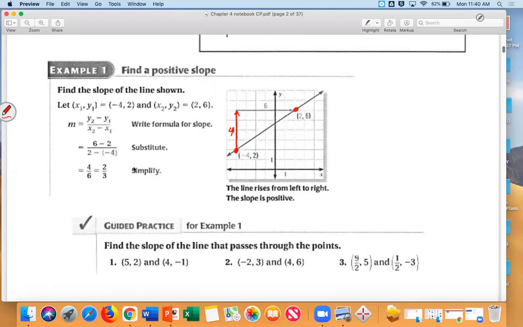How many blocks to the right? 1, 2, 3, 4, 5, 6. That's where they got the 6 from. And my slope, as you can see, it's right here. That's 4, 6. And then we try to reduce that to 2/3, because we talked about it.